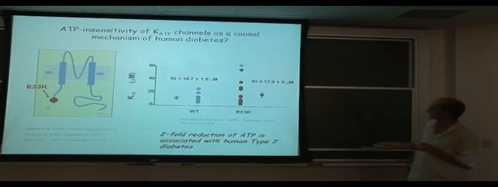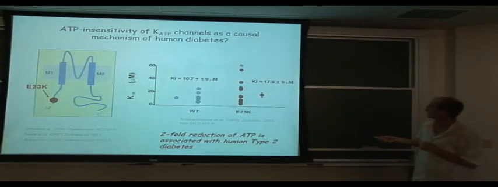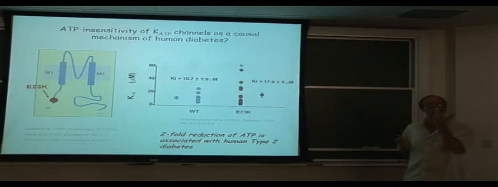It's also been published by Schwanstecker that the E23K mutation actually shifts the K1/2 from about 10 micromolar to 17.6 micromolar. So it shifts it almost 2-fold. So just a very slight shift of ATP sensitivity in the right direction to make cells less likely to secrete insulin, and this is associated with type 2 diabetes. So, the general idea is that KATP overactivity could underlie a whole spectrum of diabetes, from normal, and then the E23K variant might predispose to type 2 diabetes.